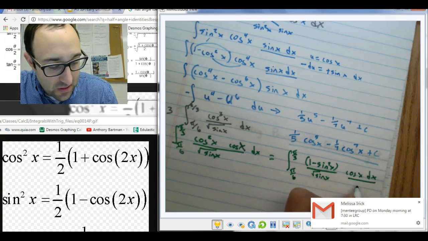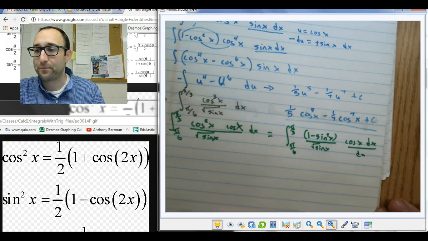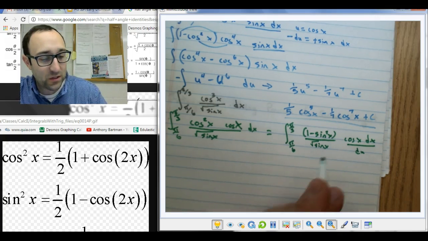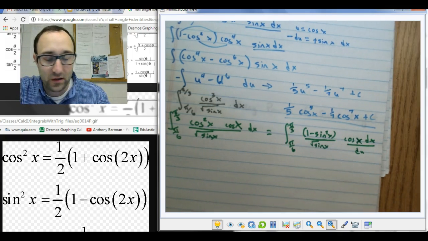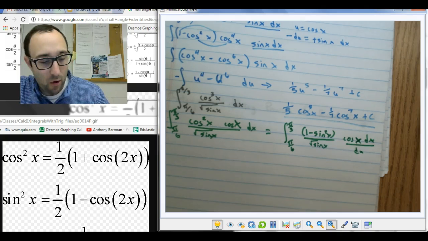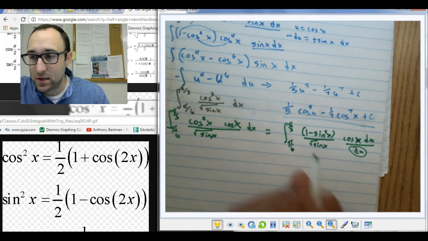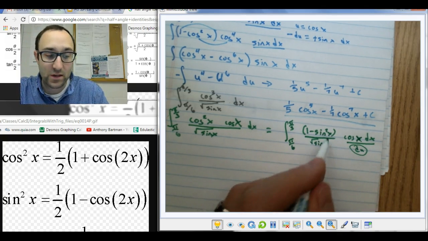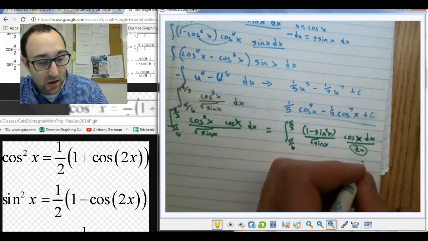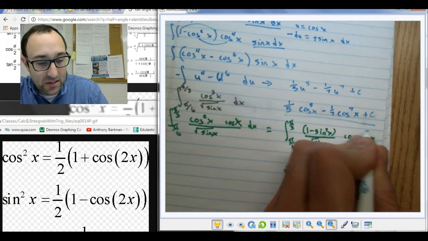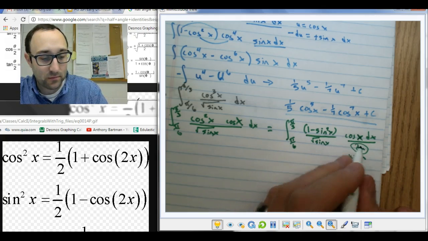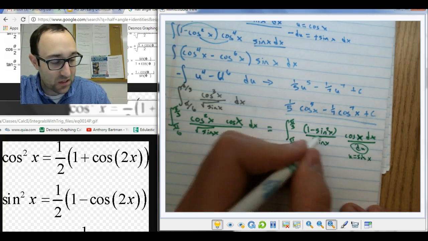So I'm thinking that cosine x dx is going to be my du right there, because I'm hoping that I have everything in terms of sine, so that seems to make sense. Set my u equal to sine, and that's going to be my du. Okay, good. So now I'm going to distribute this whole thing.